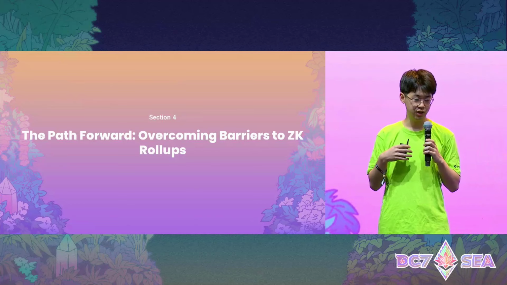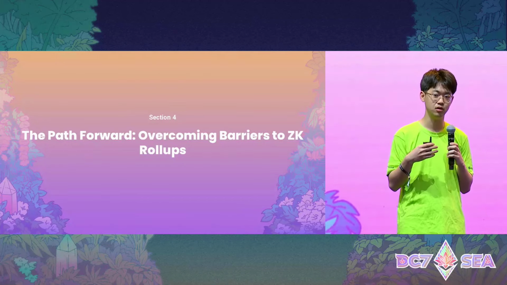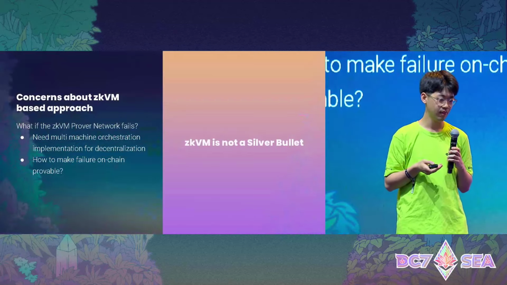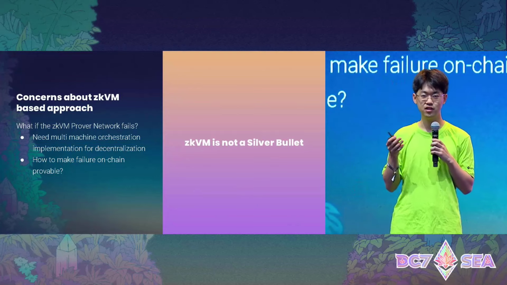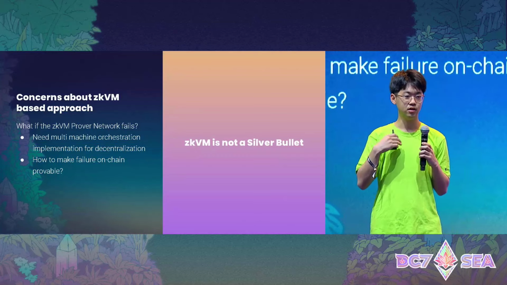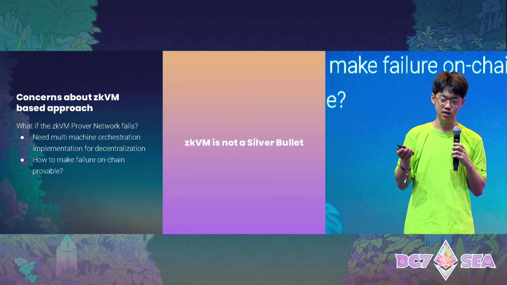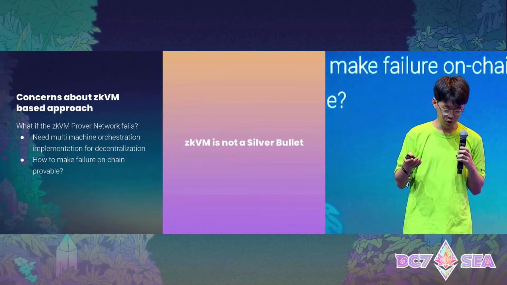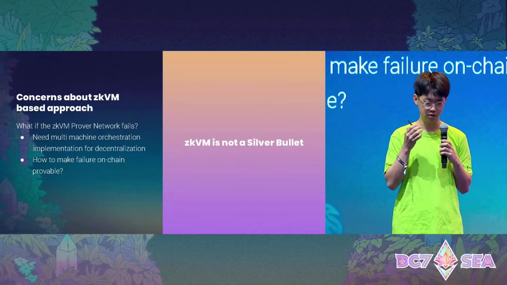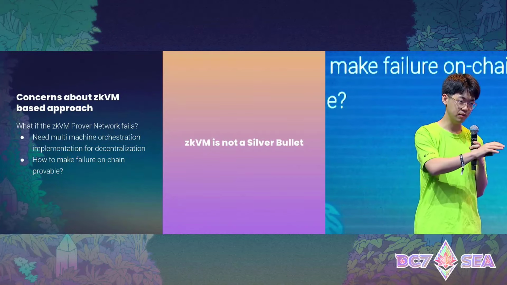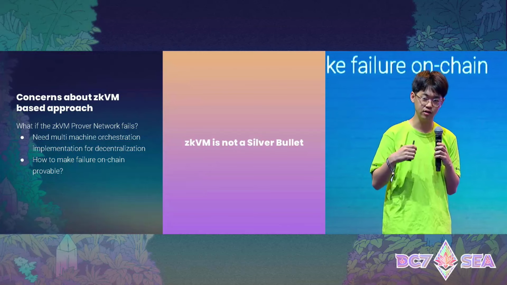Now I want to share more of my thoughts on what we can explore in the future to overcome barriers in moving from an optimistic rollup to a zk rollup. My concern about the zkVM-based approach is that zkVM vendors' business model is usually running a prover network. They get a delegated proof request, generate a proof for it, and return the proof to the client. But there might be a situation where the zkVM prover network might fail. Since zkVM vendors have built their zkVM, they're very good at giving good performance. Usually they would have a cluster of machines, split the workloads across each machine, orchestrate it, and then create a proof and return it.